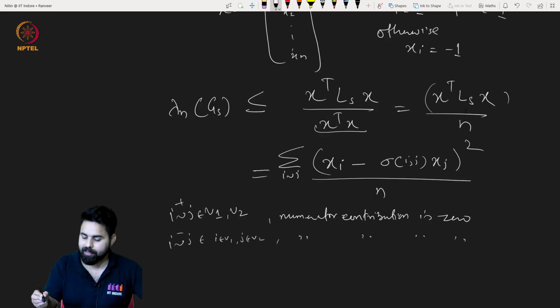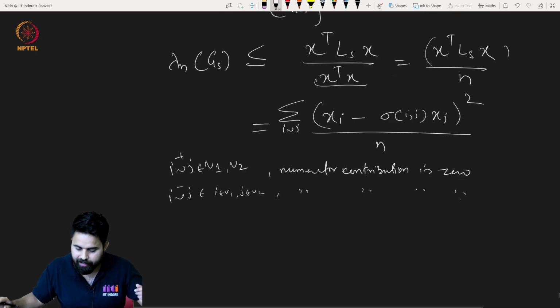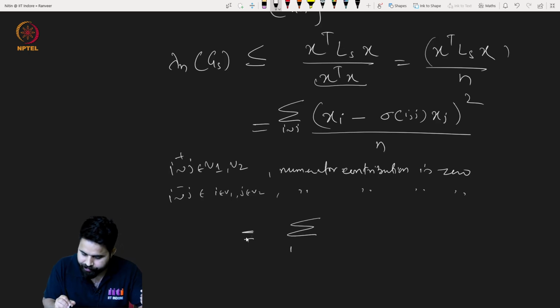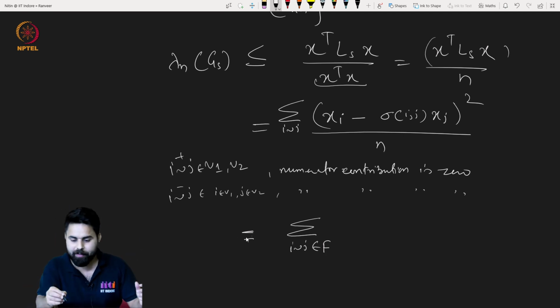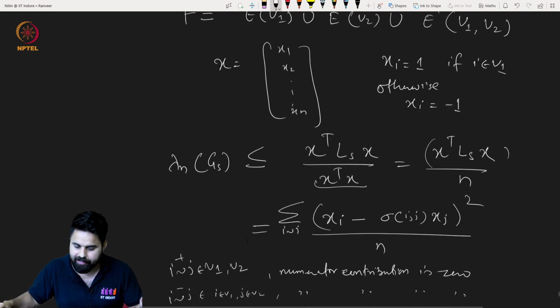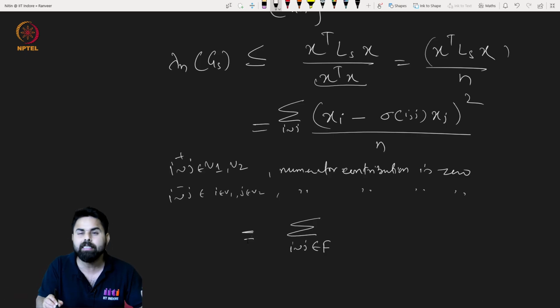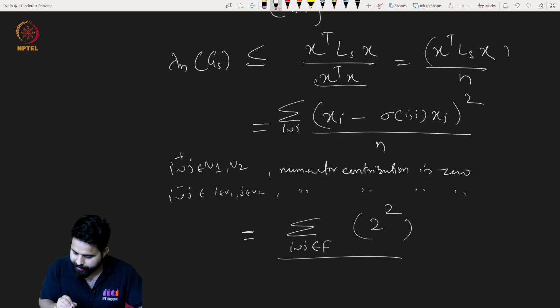So overall this summation will be 0, right? So all that remains is nothing but (i, j) belonging to F, basically in this set. And this quantity is nothing but 2 squared, because this will be 1 plus 1, so 2 squared divided by n.